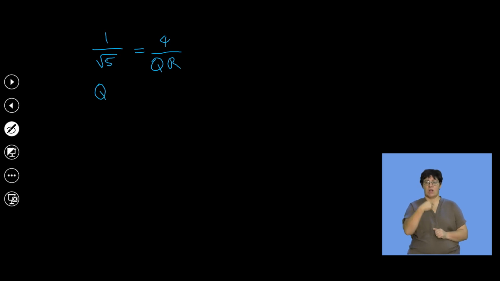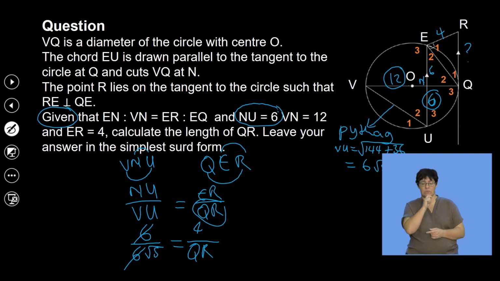Therefore, my QR is equal to 4 square root of 5. You can't simplify this further. Remember what the instruction was. You need to leave your answer in the simplest surd form. So don't then try to go to your calculator to get this in decimal form.